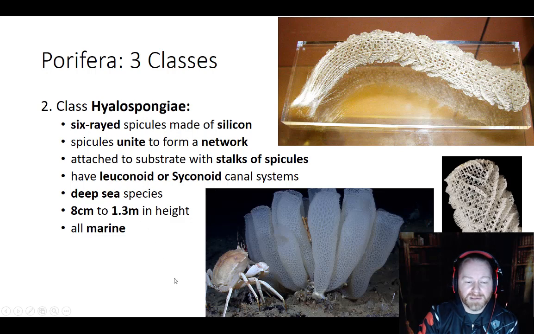1.3 meters is probably somewhere around 5 feet tall. So that actually gets pretty tall. And all of these are marine, all found in marine water. When I say marine, what we're saying is any place that has salt, so saltwater environments, but we just say a marine environment, so in the oceans and in the seas.